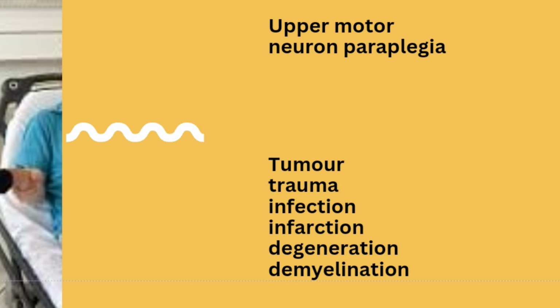Now, tumor: it can be a primary spinal cord tumor or a secondary tumor. Usually in males, the tumor comes from the prostate, while in females, the tumor comes from the breast. These are metastatic deposits in the spinal cord.